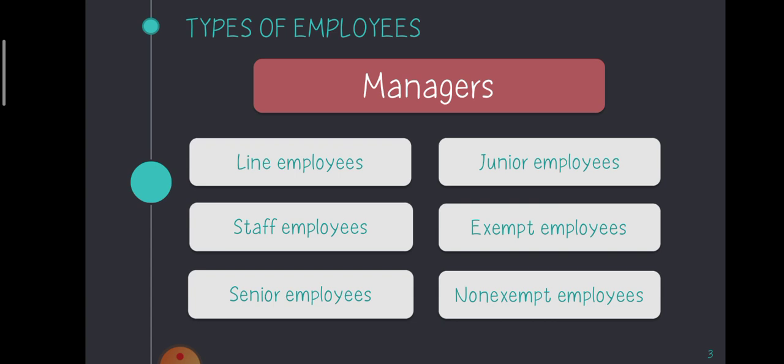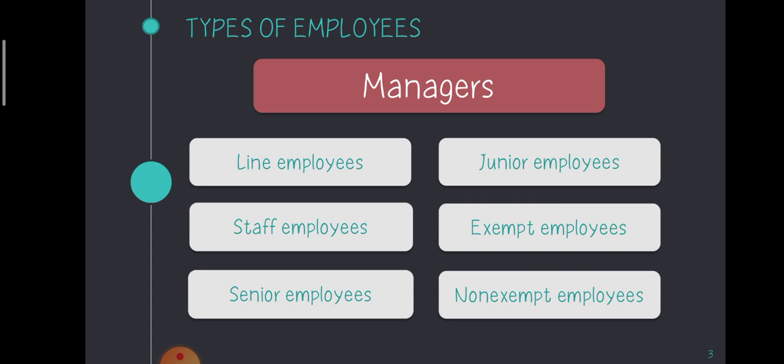Staff employees, on the other hand, are those who support the line function. For example, HR departments are considered staff employees because they support the line function. Senior employees are those who have been with the company longer and have more responsibility than junior employees. In contrast, junior employees are those who have been in the company for a shorter period and have lesser responsibility.